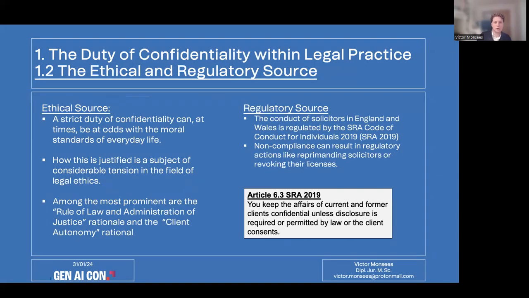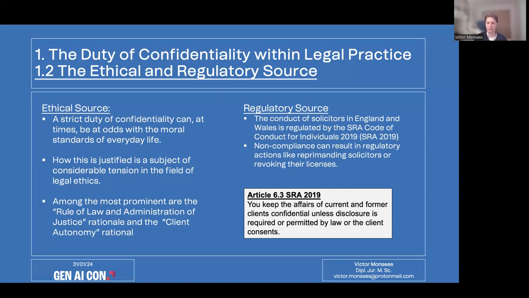So let us first look at the ethical source of the duty of confidentiality. The strict duty of confidentiality can at times be at odds with the moral standards of everyday life. So, for example, if someone witnesses another person commit a crime, even if it is his or her friend, this person might be under a moral obligation to report the crime to the police. From lawyers, on the other hand, we expect absolute secrecy about the dealings of their clients due to their unique relationship. This tension is the subject of considerable debate in the field of legal ethics.